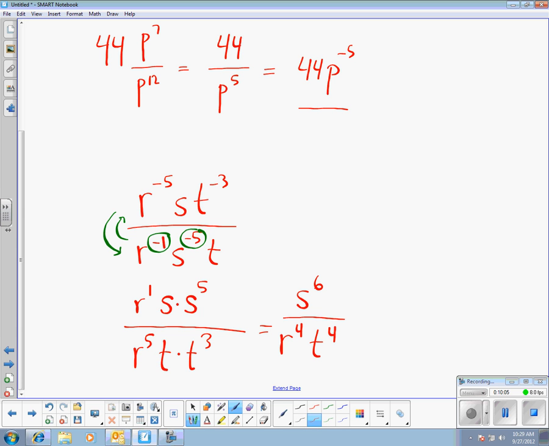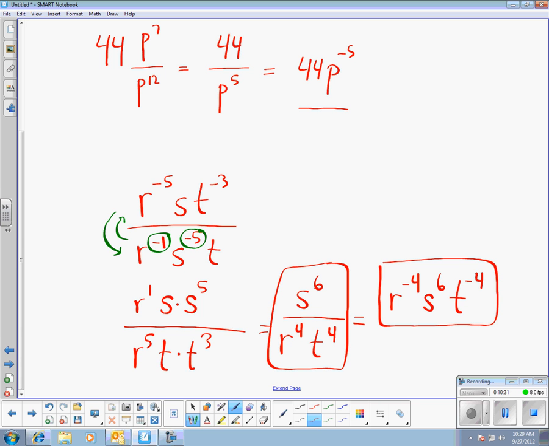Okay, so again, because the instructions say don't have any variables in the denominator, this is a correct answer, but it's not in the form that the book looked for. I need to write it like r to the negative fourth, s to the sixth, t to the negative fourth. And that will both be correct and it will fit the form they were looking for. All right, but realize these last two things are identical. It's just 6 of one, half a dozen of the other, depending on the instructions.